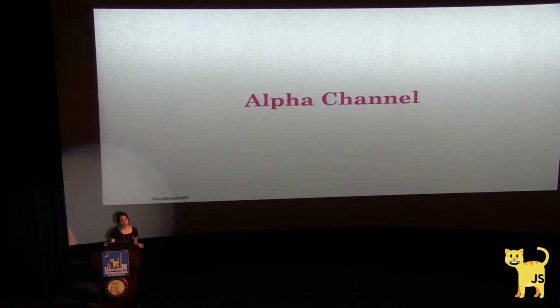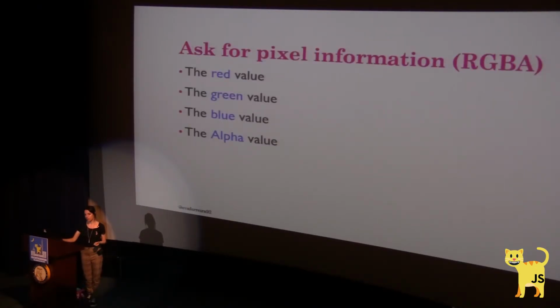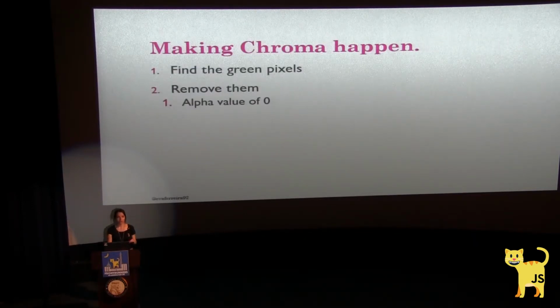Now there's something else, the alpha channel, that makes something either transparent or opaque. In videos in general, we don't have transparency. When you record a video, you record the whole thing. But anyway, you will still get the information of the alpha channel. And the alpha channel will always return 255, because there is no such thing as transparency in videos, unless you change it. So that's the wonderful thing. We can ask if something is green, and if it is green, we can set the alpha to 0. And that's how we are going to make chroma key happen.